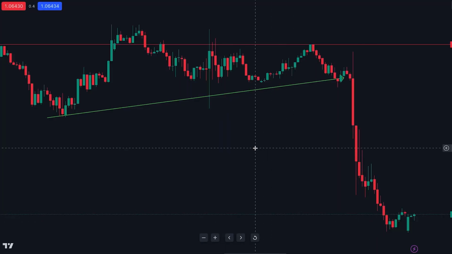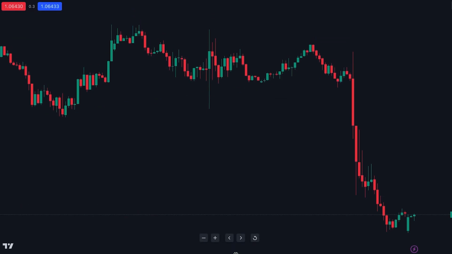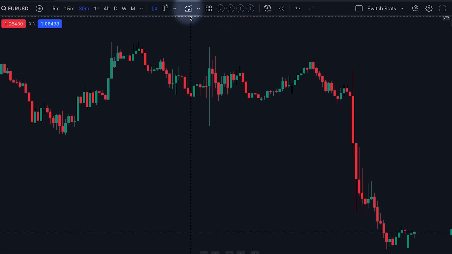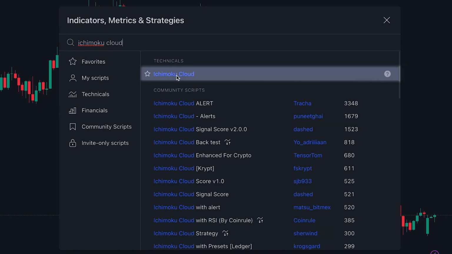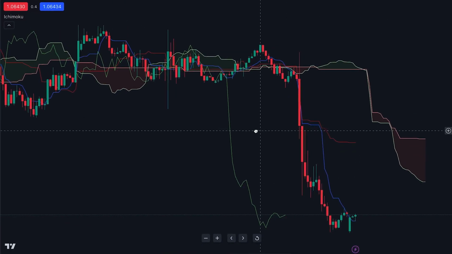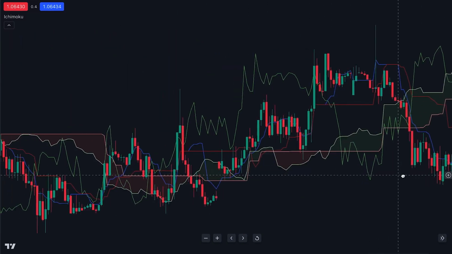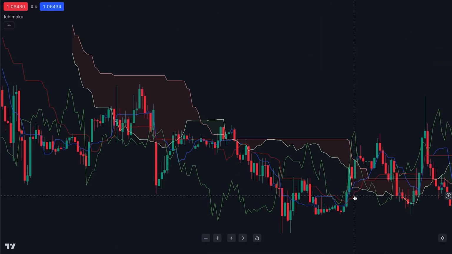Let's go to Trading View and right-click to clear your chart. Now click the Indicators tab and search Ichimoku Cloud. Click on this one under Technicals. This is the Ichimoku indicator. All these lines, even though it looks confusing, has an important function.